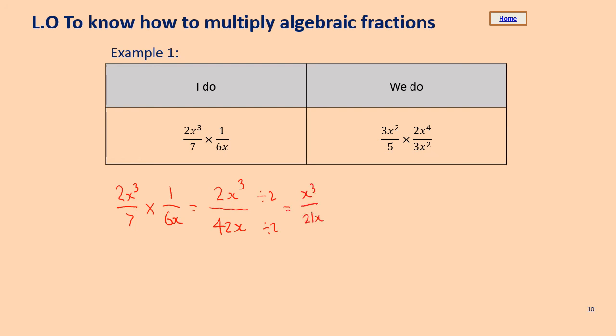And then from here we can actually cancel out an x. So cancel out this x with one of these x's, change that 3 to a 2. So it's x squared on the top and 21 on the bottom. X squared over 21 is our answer. So please copy that one down and then try the we do. Pause the video, make sure you've got this down, and then try that we do yourself.